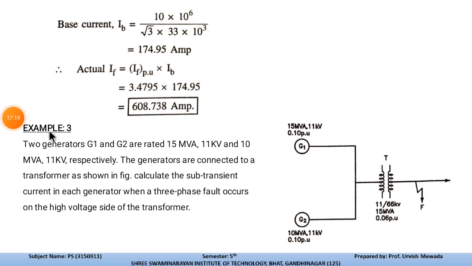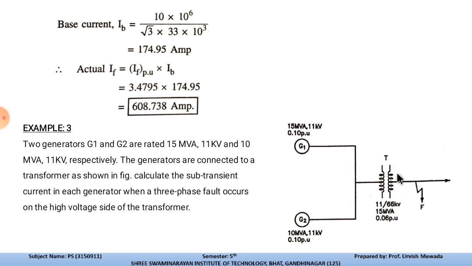Now let us discuss example number 3. Over here, the two generators G1 and G2 are rated 15 MVA, 11 kV and 10 MVA, 11 kV respectively. Both are connected with a transmission line, and the generators are connected to transformers, which is shown in this diagram. Calculate the sub transient current.